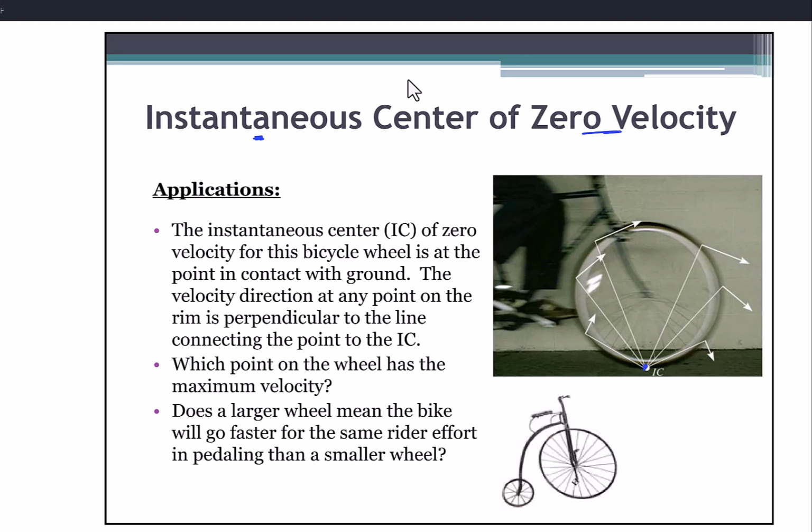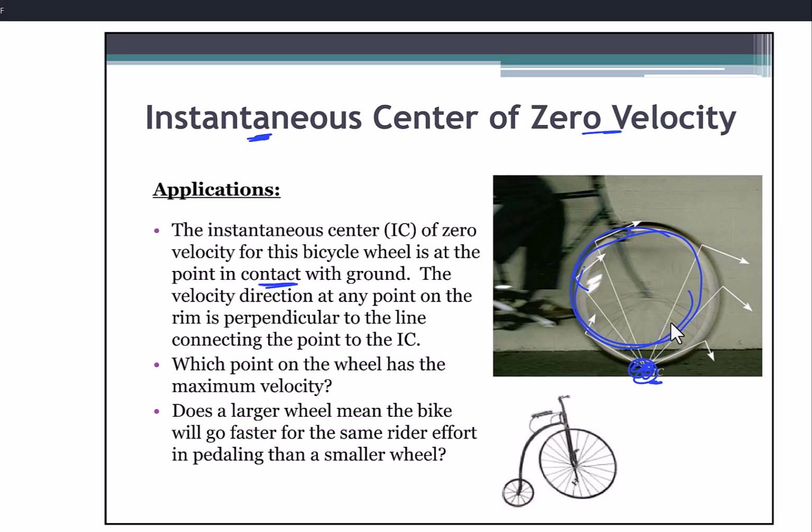Okay, let's carry on. Let's discuss the instantaneous center of zero velocity, this IC. The instantaneous center of zero velocity on this bicycle or this wheel, for example, is the point in contact with the ground, so it doesn't move. The velocity direction at any point on the rim is perpendicular to this line connecting this point to this instantaneous center of zero velocity.